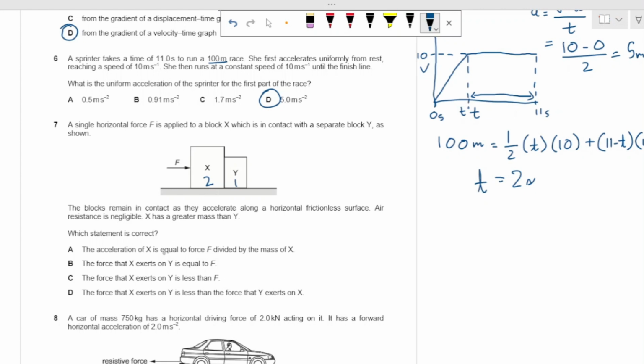So let's see the statements one by one. Acceleration of X is equal to the force F divided by the mass of X. That isn't exactly right. What the question said is that the blocks remain in contact as they accelerate along a horizontal frictionless surface. If we make an equation for this, by the way, the net force will be equal to just F. There are no resistive forces because they said frictionless with no air resistance. So the net force would be F, and we will use the equation F equals m times a. In this case, m was X plus Y.